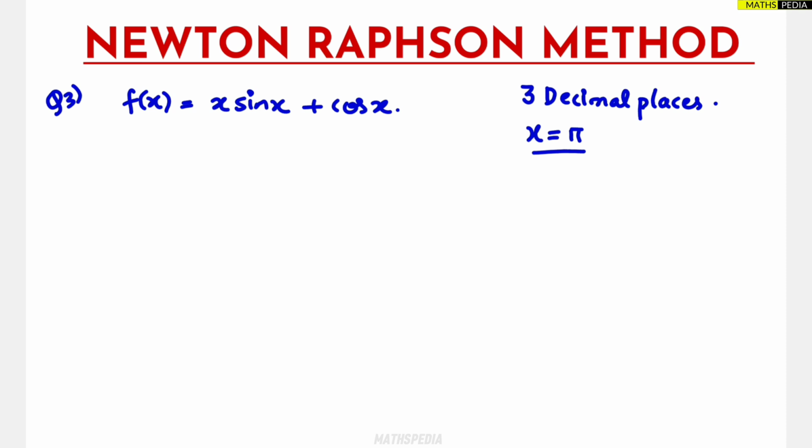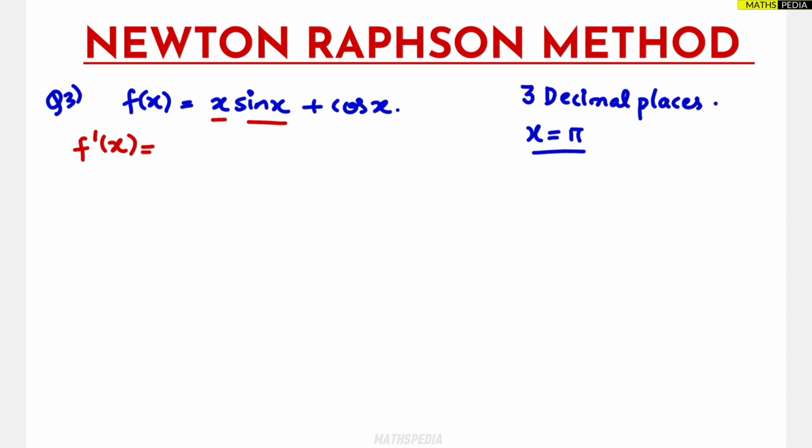Now what's the meaning of this? That the initial approximation is given in the question itself. No need to find the negative, positive, where the root lies and all. Just consider x naught as 5. So as we know, we have to find f dash of x also.